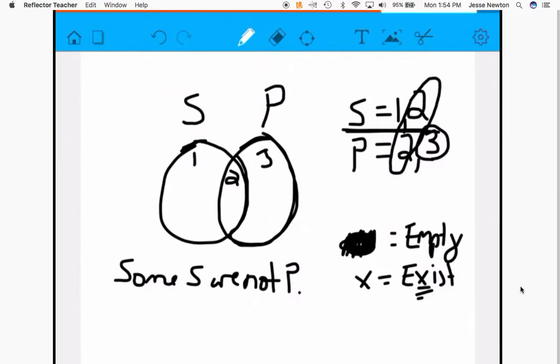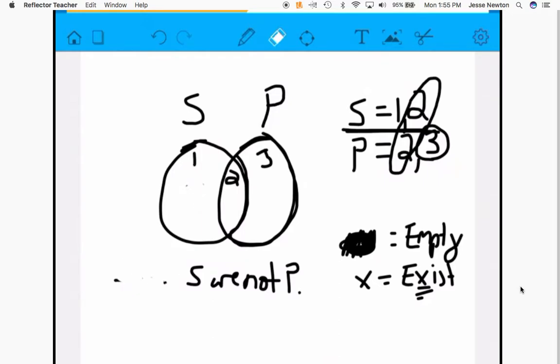So if we're saying some S are not P, that means that some S exist in the region where 1 and 2 don't intersect. They intersect at 2, they don't intersect at 1, so we'd put an X right here. This is how we'd say some S are not P. Okay? Hopefully that makes some sense.